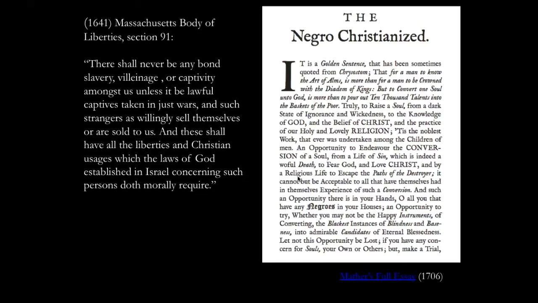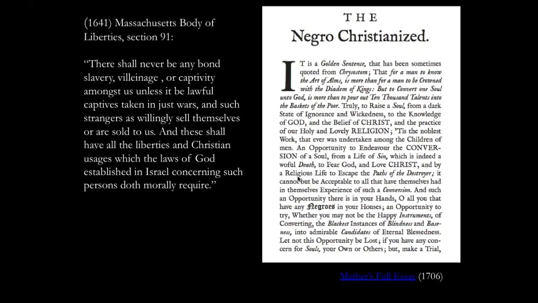In Massachusetts, the first legalization of slavery that happened in the colonies was in 1641, and these were the kind of Puritan ministers in the theocracy that they had set up in the colony of Massachusetts, and they passed a law legalizing slavery.